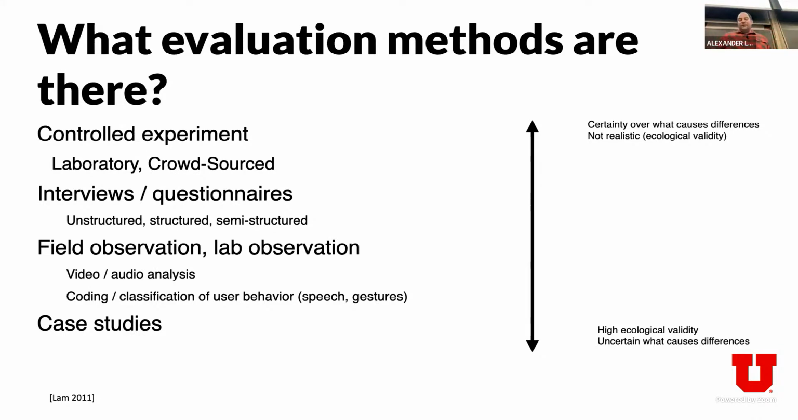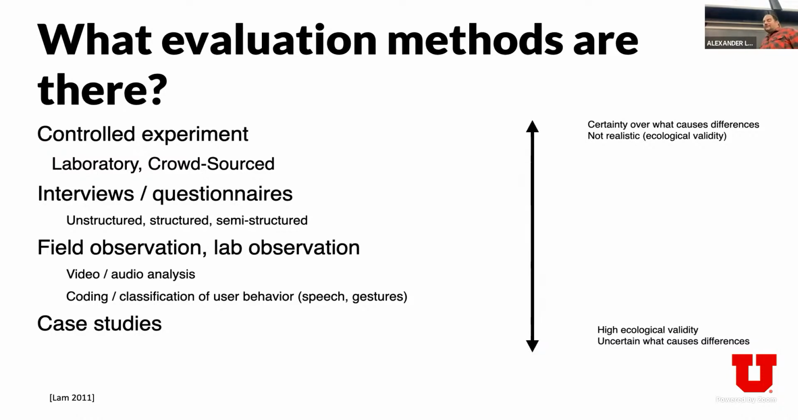There is this extremely controlled experiment where I'm extremely certain of what causes the differences. These are lab studies or crowdsourced studies where I really very carefully vary my conditions. And then on the other side, I have case studies where it's just one system out there, right? I can't really tell why my system is better. I can just say my system does something good, right?